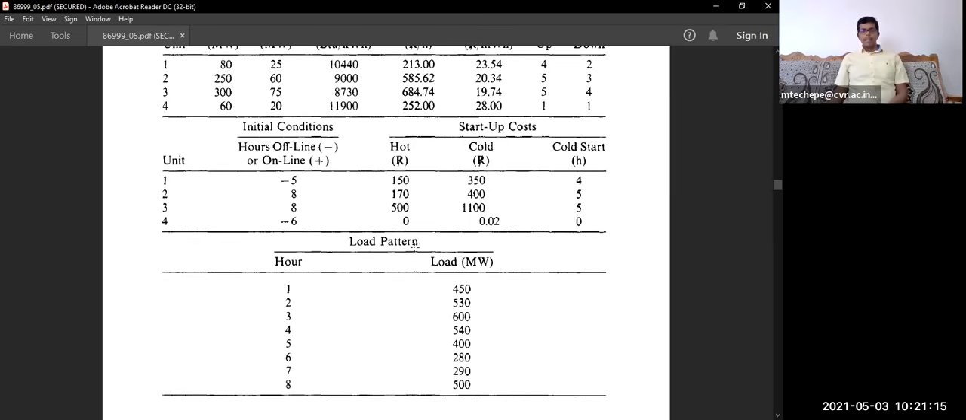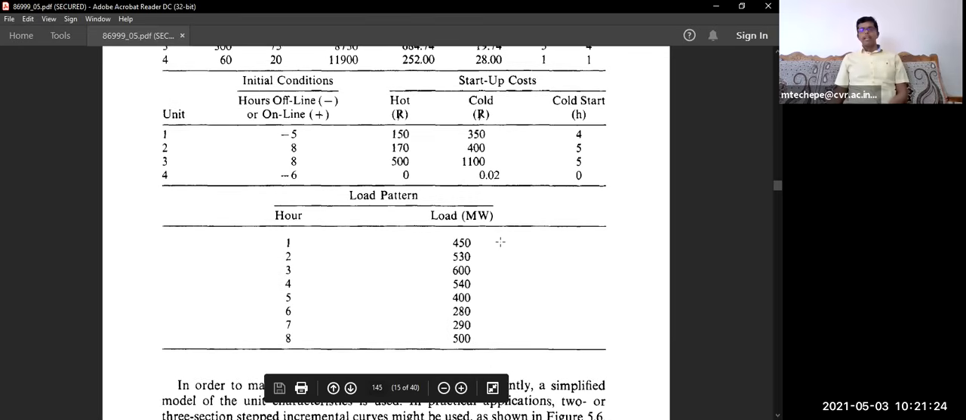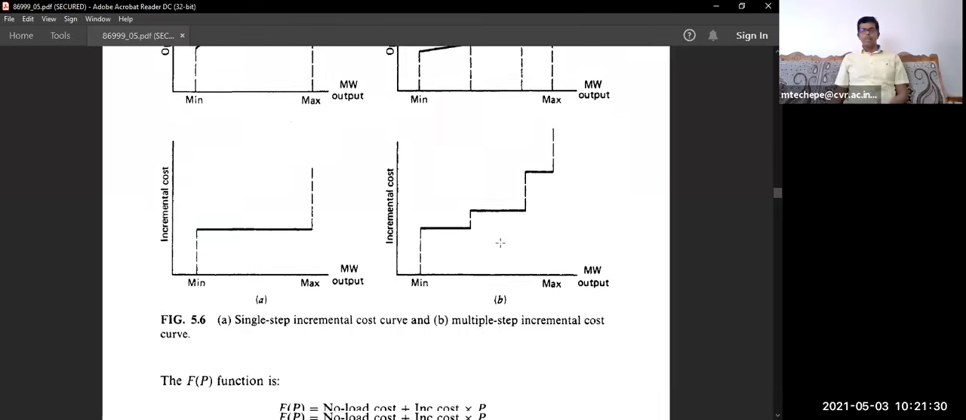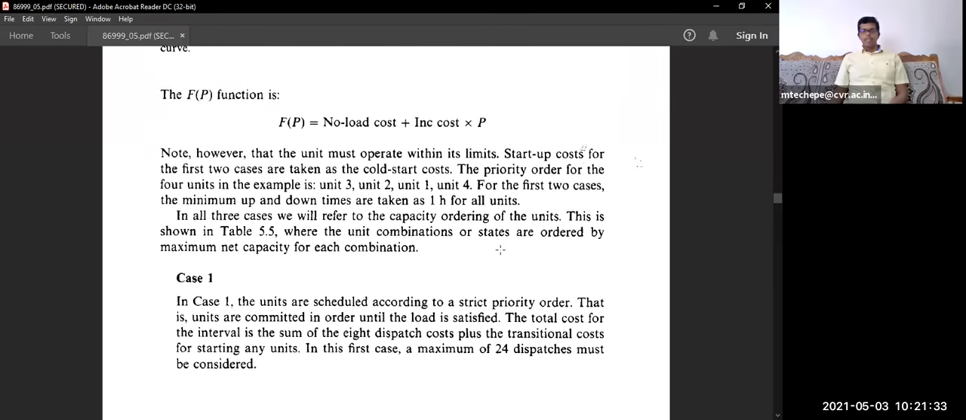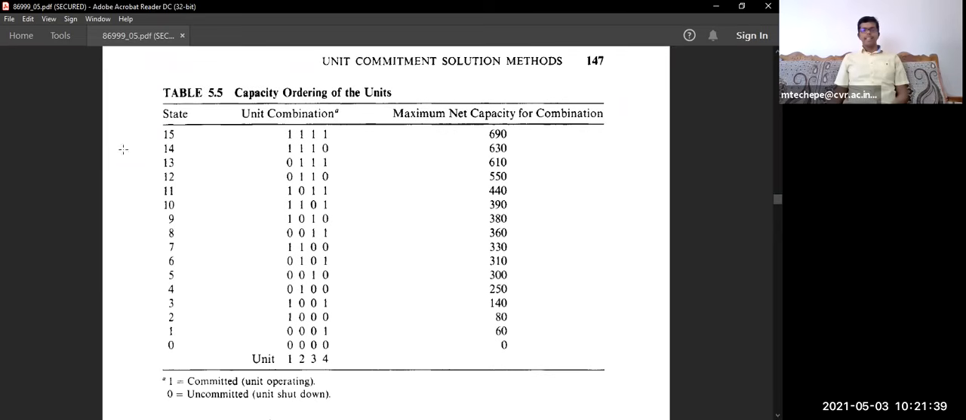Then the load pattern is also given for 1 to 8 hours. What is the load pattern, and how should it be? It will be given. So what we have to do is find out the optimal combinations out of this. If we take 15 states, 0 to 15 states, each is a unique combination, a unique commitment. In the problem we have taken four generating units, and we must decide at which time each unit should be on.